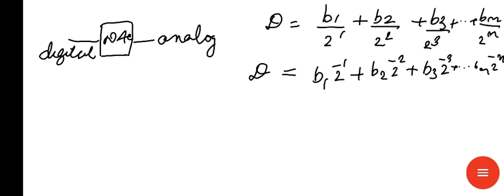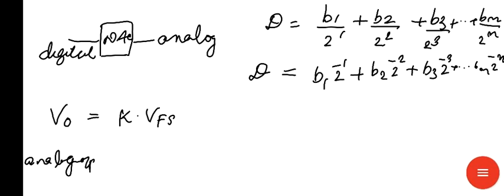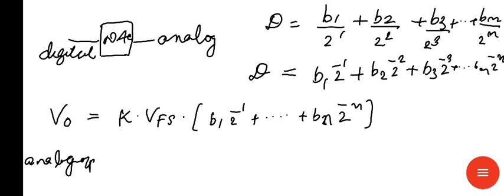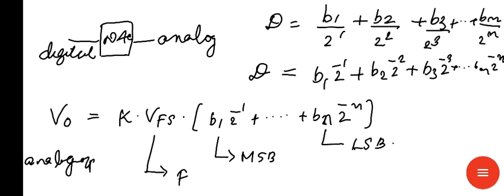And the corresponding analog voltage, the voltage V0, is the analog output. This voltage V0 is equal to K into Vfs into D, that is B1 2^-1 plus B2 2^-2 plus etc., plus Bn 2^-n. And in this digital word, B1 is the MSB bit, and Bn is the LSB bit, and Vfs is the full scale voltage.